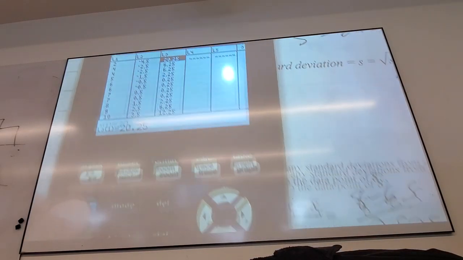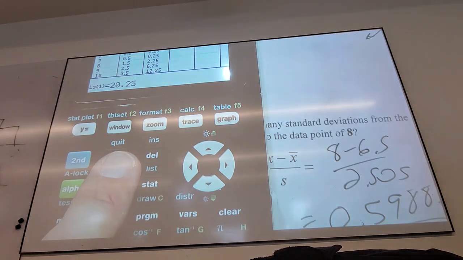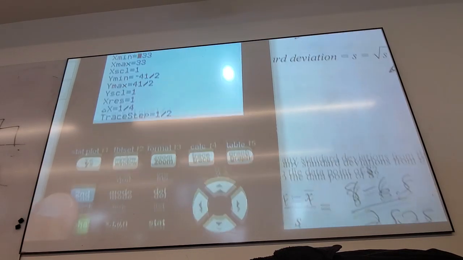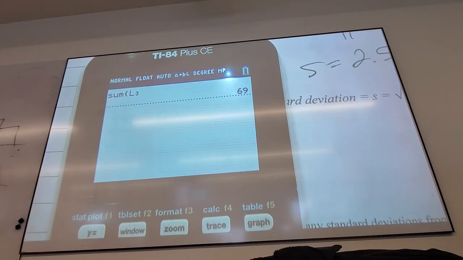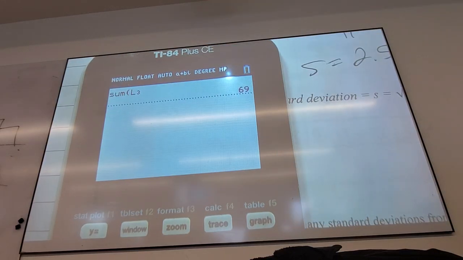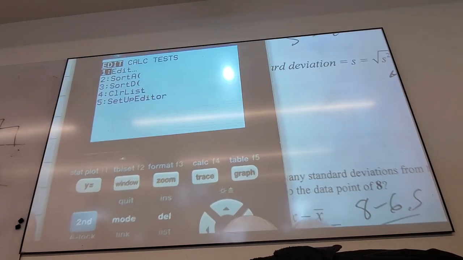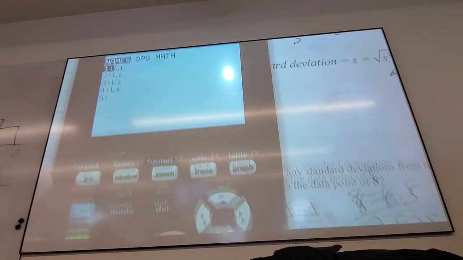Second, quit. This is a very important button. If you accidentally hit something, you're like, what the heck? Just hit second, quit. It takes you back to the nice home screen, yes? So it should look like that. Yeah, it looks better. Now go to second stat, go to list.